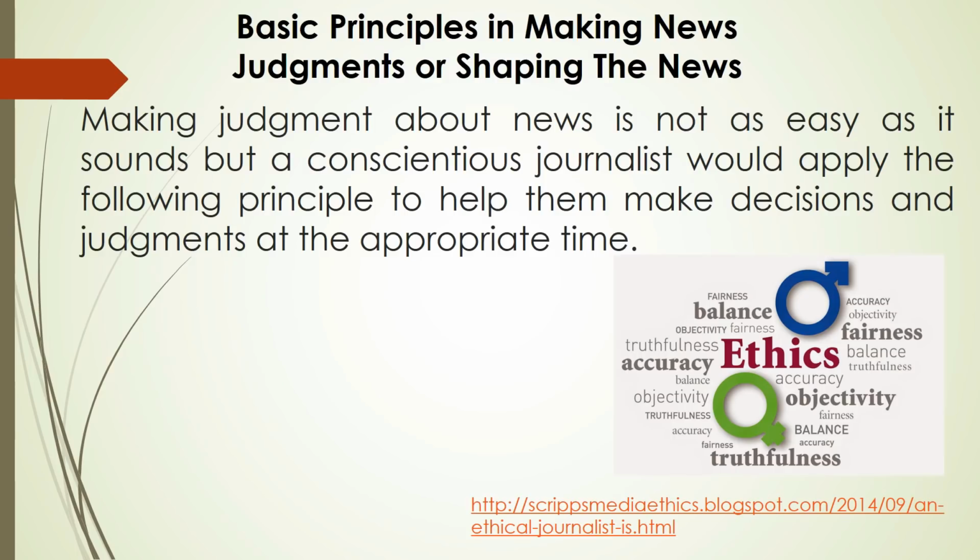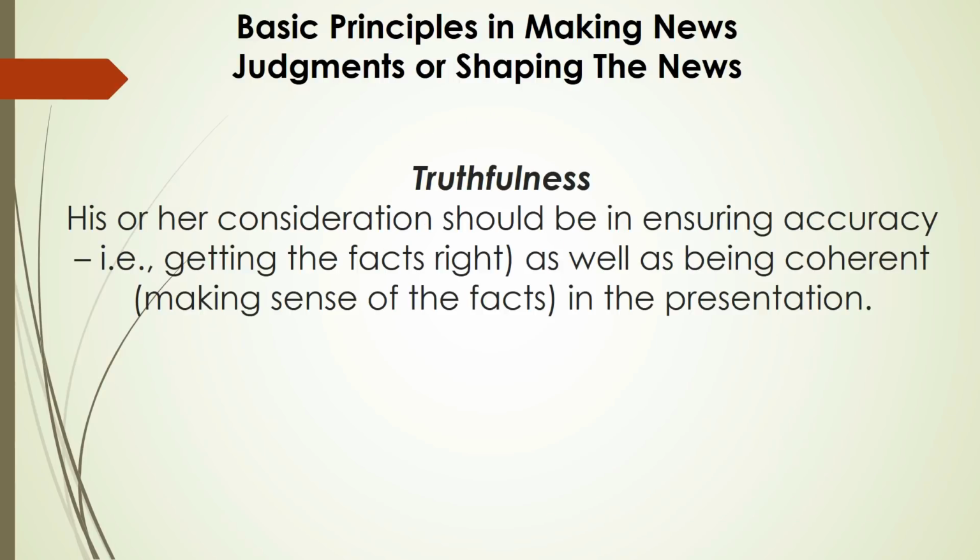Making judgment about news is not as easy as it sounds, but a conscientious journalist would apply the following principles to make decisions and judgments at appropriate time. 1. Truthfulness. His or her consideration should be in ensuring accuracy, that is, getting the facts right, as well as being coherent, that means making sense of the facts in the presentation.